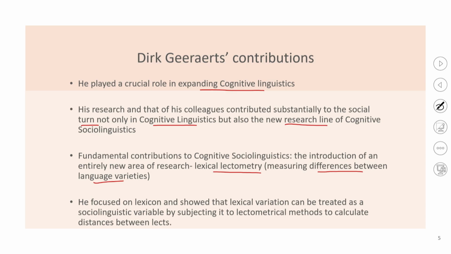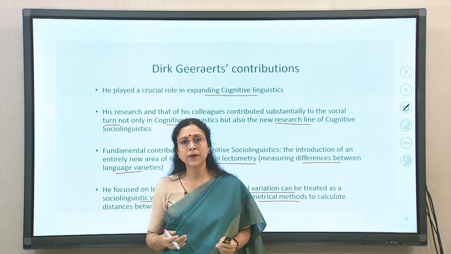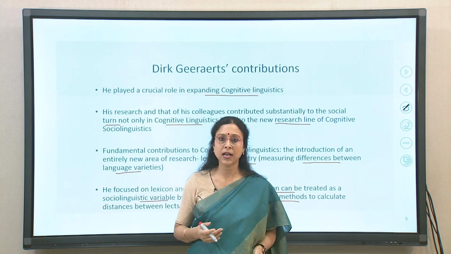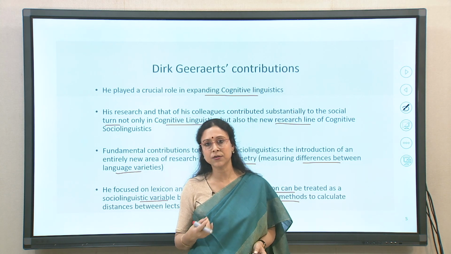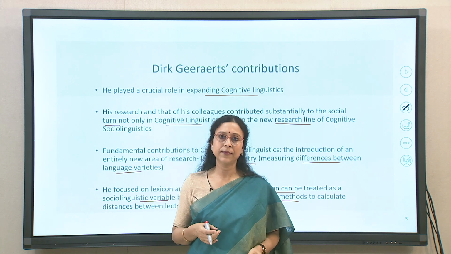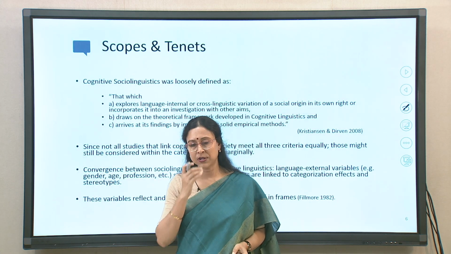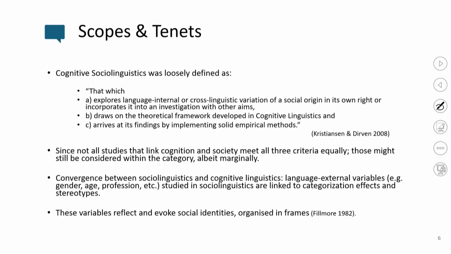He focused on lexicon and showed that lexical variation can be treated as a sociolinguistic variable by subjecting it to lectometrical methods to calculate the distance between the lects. So, how closely connected or how different the lects, that is the variations, are, that is what can be measured using this lectometry method. That is one of his most important contributions within cognitive sociolinguistics.